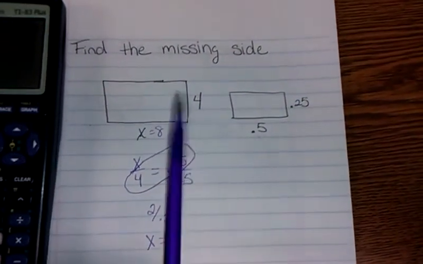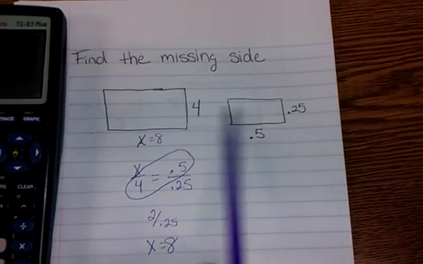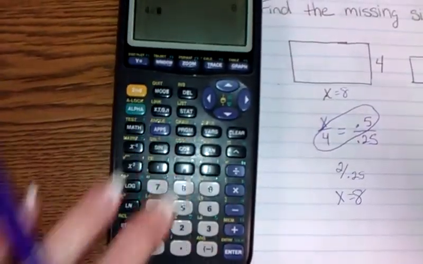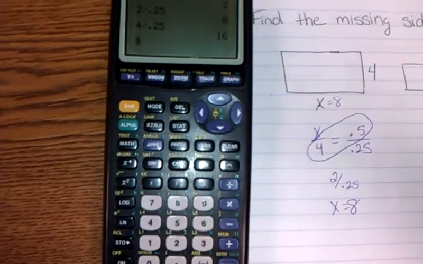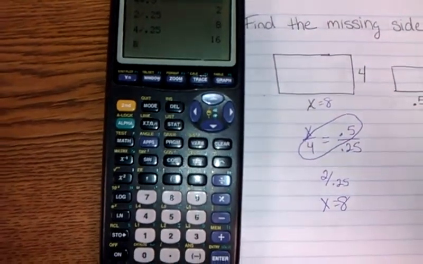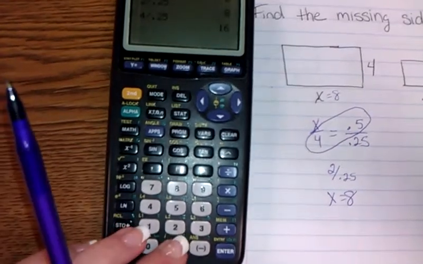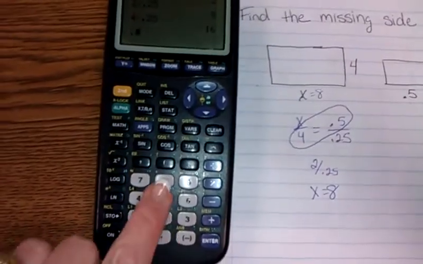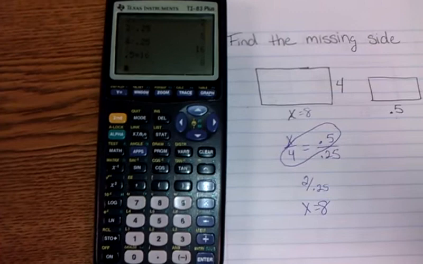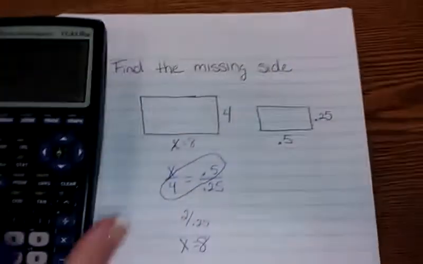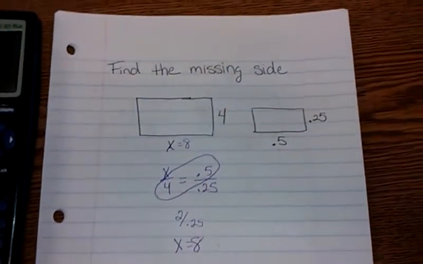Well, if I take 4 divided by 0.25, I get 16. Then I would take 0.5 times 16, and it would give me my 8. So whether you did it with scale factor or ratio and proportions, you would get the same answer.